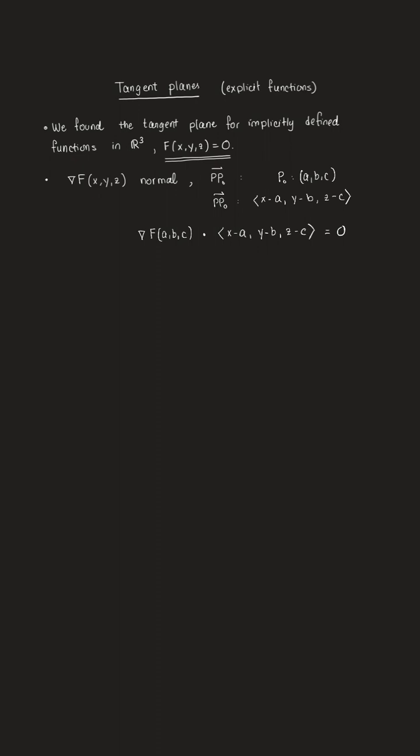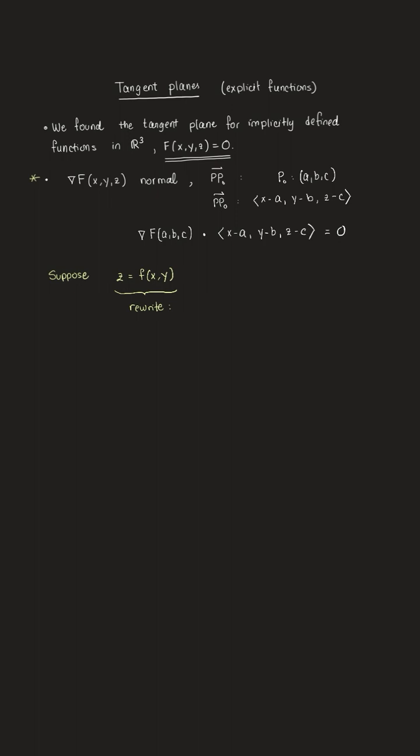Now, how do we do it when the functions are explicitly defined? Suppose that now we have an explicitly defined function in space that looks as follows: z equals f of xy. We often see functions written in this way. Well, one thing that we can do is apply what we have already developed. So the way to do that is we can rewrite our explicitly defined function implicitly.